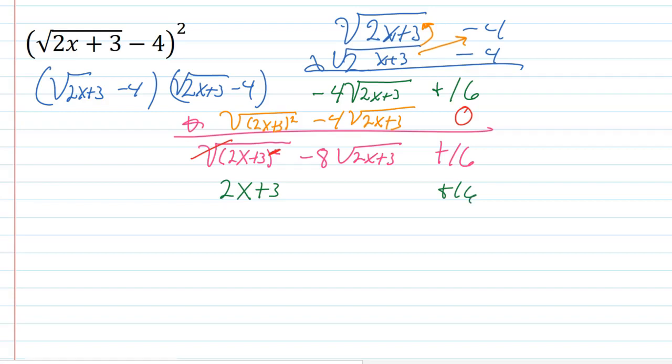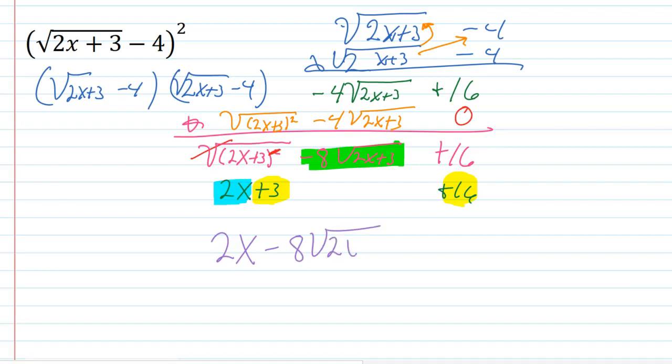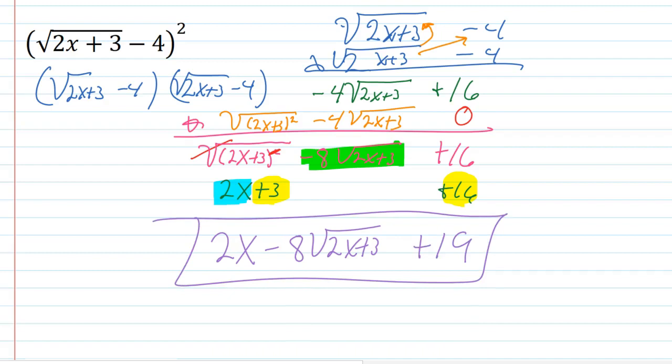Now I see some like terms that need to be combined. I have a positive 3 and the 16 that are like terms. We can combine them. The 2x is not a like term with anybody, and the negative 8 with the square root behind it is not a like term of anybody, so they're going to be on their own, giving us a final answer of 2x minus 8 square root of 2x plus 3 plus the 16 and the 3 gives me 19. So when we multiplied two binomials, we ended up with a trinomial.